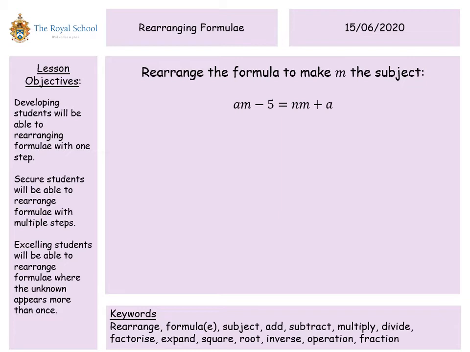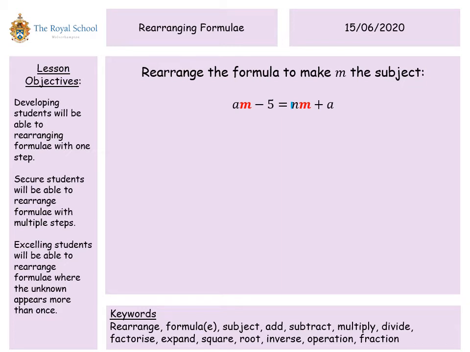Another example of this one then. So rearrange the formula to make m the subject. So we've got am minus 5 equals nm plus 8. So our first step is to highlight those terms that have the letter m in them. There we go. And the second step is to move all of those onto one side of our equation. So I'm going to go for the left hand side here. It's entirely up to you to decide which side they go on, but I'm going to go for the left.